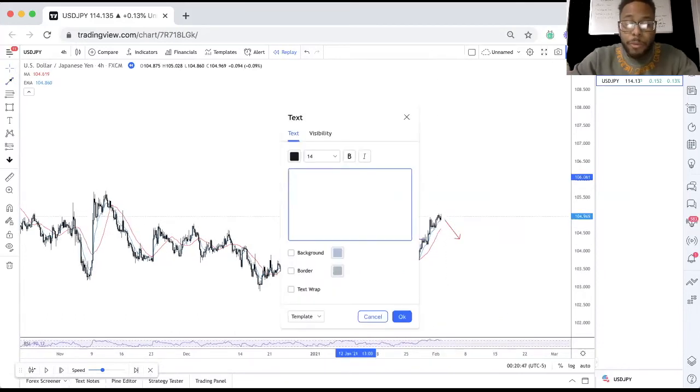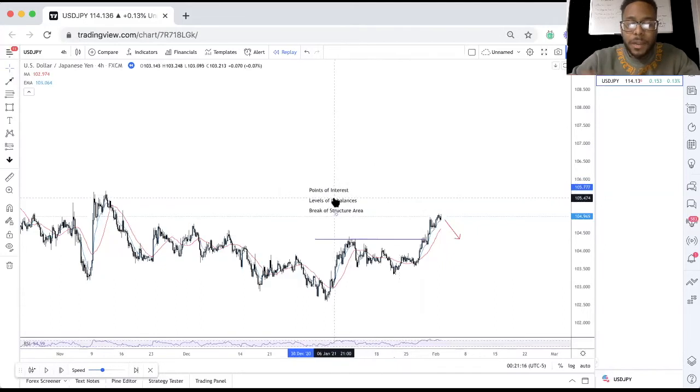So the three areas that I'm really going to be looking out for after price has broken structure and I'm looking for that retracement entry: I'm going to be looking for points of interest, levels of imbalances, and that break of structure area. These are going to be the three areas that I look for, right?